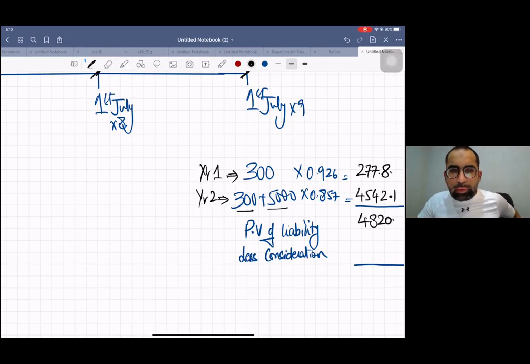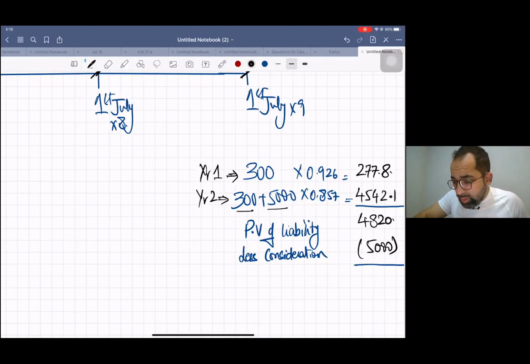Now just think, do it with logic. If you treat this transaction as a loan, from the investor's point of view, the investor has invested 5,000 today, and is getting only 4820 in terms of present value. So there is a negative NPV. So nobody would invest, but the investor has invested, and he's very happy.